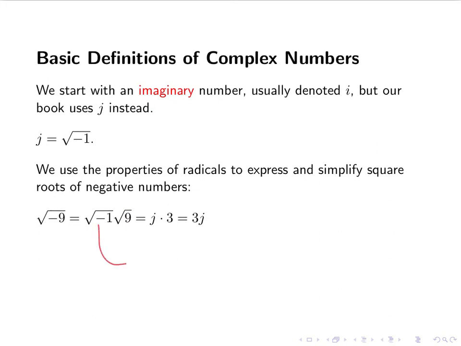And then square root of -1 is J, square root of 9 is 3, and then just like with variables or any other types of units, we put the J at the end. So we don't say J3, we say 3J, just like we would with 3X or 3A. So root -9 is 3J.